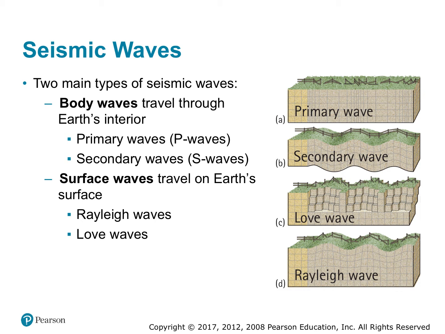In addition to the P waves and the S waves, which again are body waves, the waves that travel through the Earth's interior, there are also a couple of different types of surface waves, specifically Rayleigh waves and Love waves.